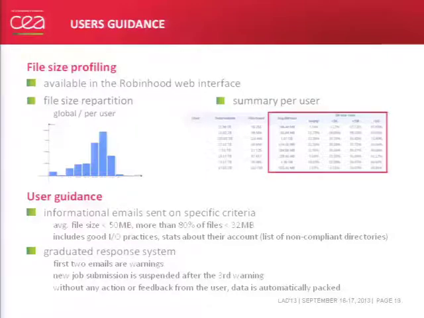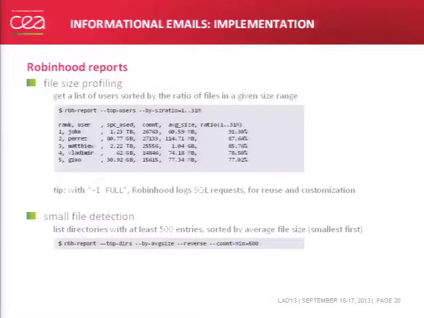So the file size profiling is made with a Robinhood database. It's available in the web interface. We can have summaries per user, and the rule we implement is that when a user doesn't match our policies, we send informational emails. So the thresholds are an average file size under 50 megabytes, more than 80% of files smaller than 32 megabytes. We also give recommendations on good I/O practices, and we have a graduated response system. If the user doesn't answer after the first 2 warnings, the job submission is suspended after the 3rd warning, and then we can also pack the data to make bigger files and to restore a good performance in the file system.